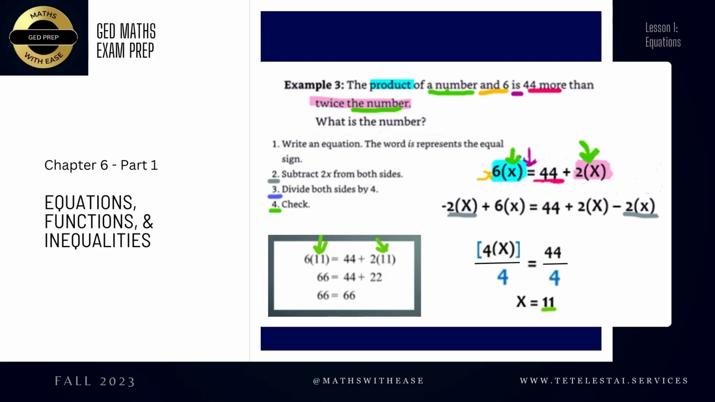And you can simply check your solution by plugging 11 into the equation that you specified. So 6 times 11 is 66. 2 times 11 is 22. 44 plus 22 is 66. 66 equals 66. And we know that 11 is the true solution to our equation.